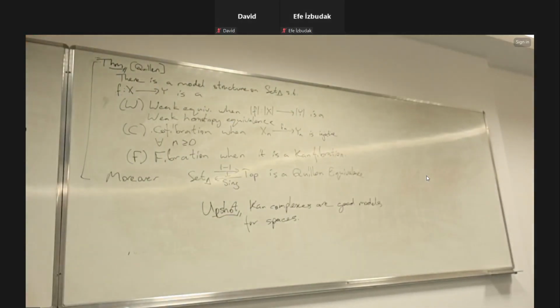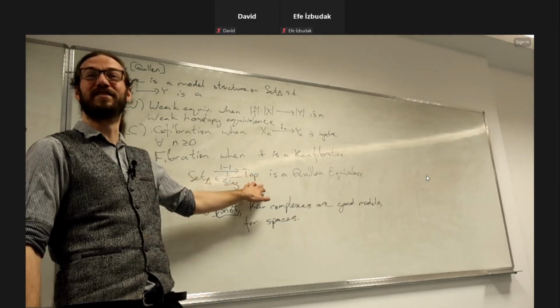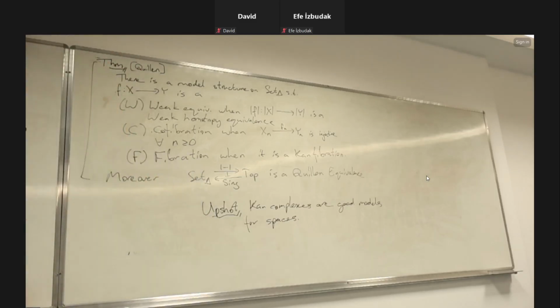Actually, I should also say this is jumping far ahead, but if you then say model categories present infinity categories via hammock localization, then Quillen equivalences will actually induce equivalences of infinity categories as well. So you have an infinity category of spaces here and an infinity category of spaces here, and those will actually be equivalent infinity categories because this is a Quillen equivalence. So it really is like the best possible notion of equivalence of homotopy theories, if you like.